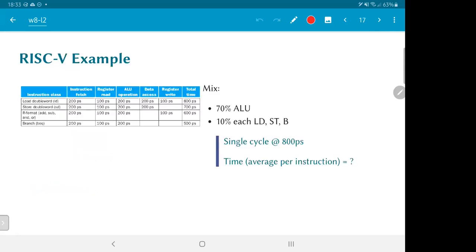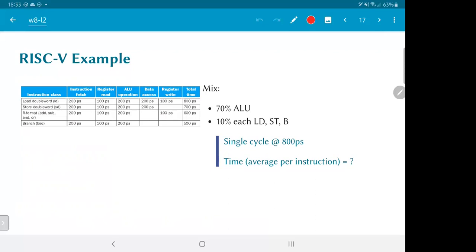Let's do the same thing with the RISC-V example that we had earlier. As we saw, the load instructions, for example, would take 800 picoseconds. The store instructions would take 700, ALUs would take 600, and branches would take 500. Once again, we have an instruction mix, which is 70% ALU and 10% each for loads, stores, and branches.